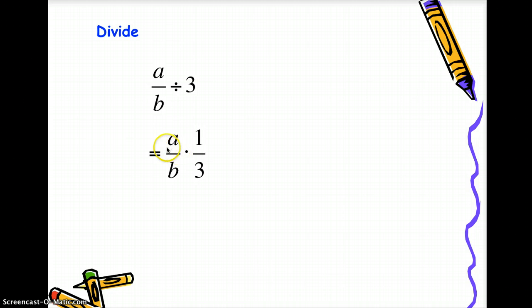Once you have done that, you can now multiply the fractions, just multiply across numerator to numerator and denominator to denominator, so that you will have a times 1 is a and b times 3 is 3b. Remember to write your expressions correctly. Write the numbers first and then the variables. Okay, let's have another example.